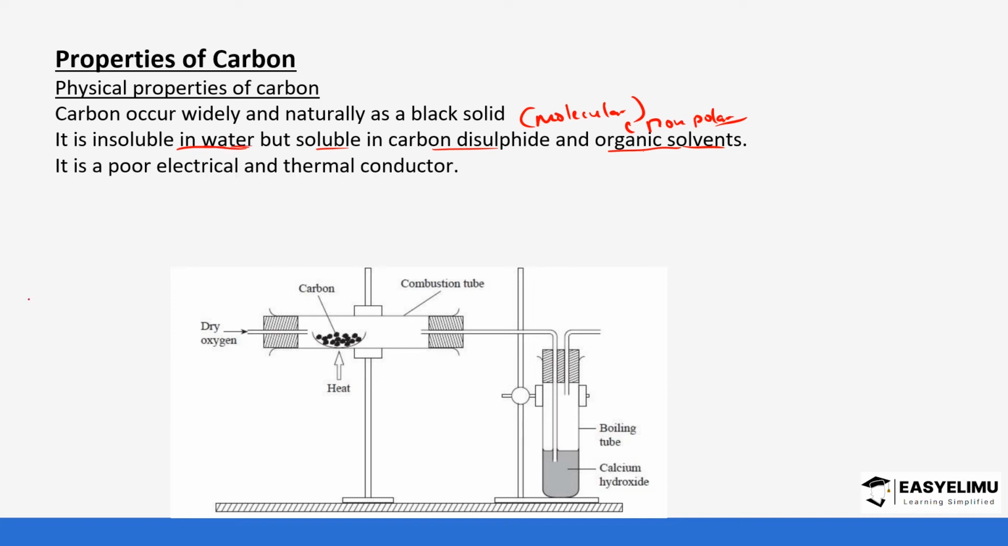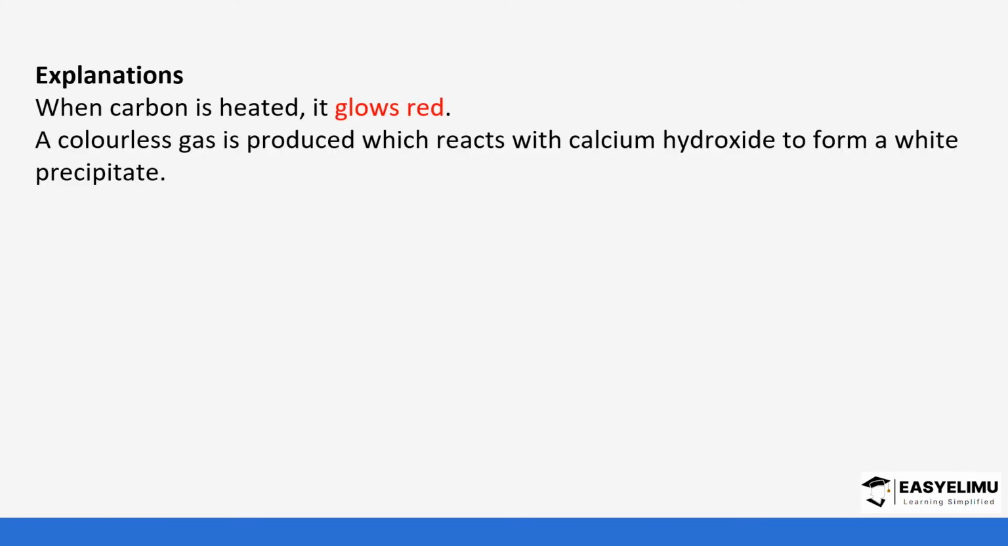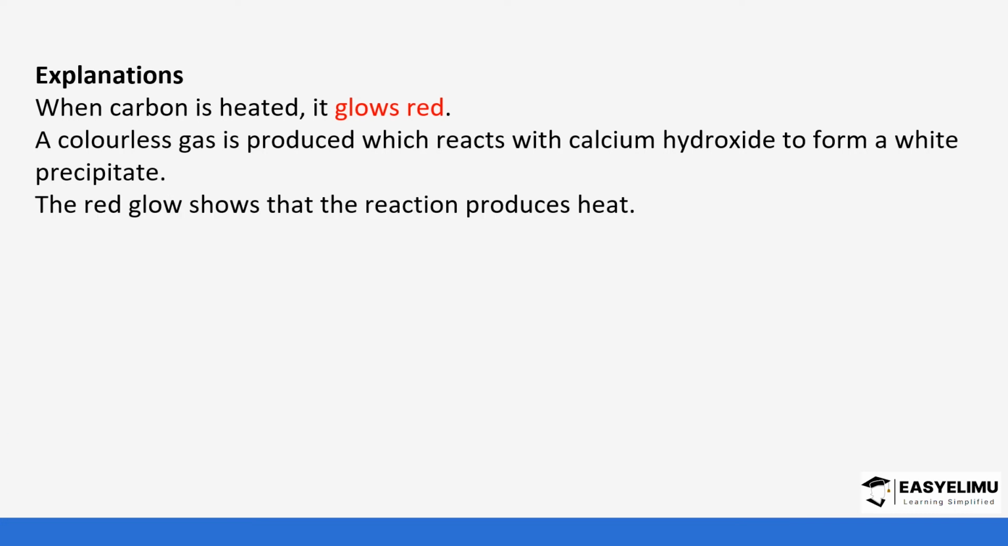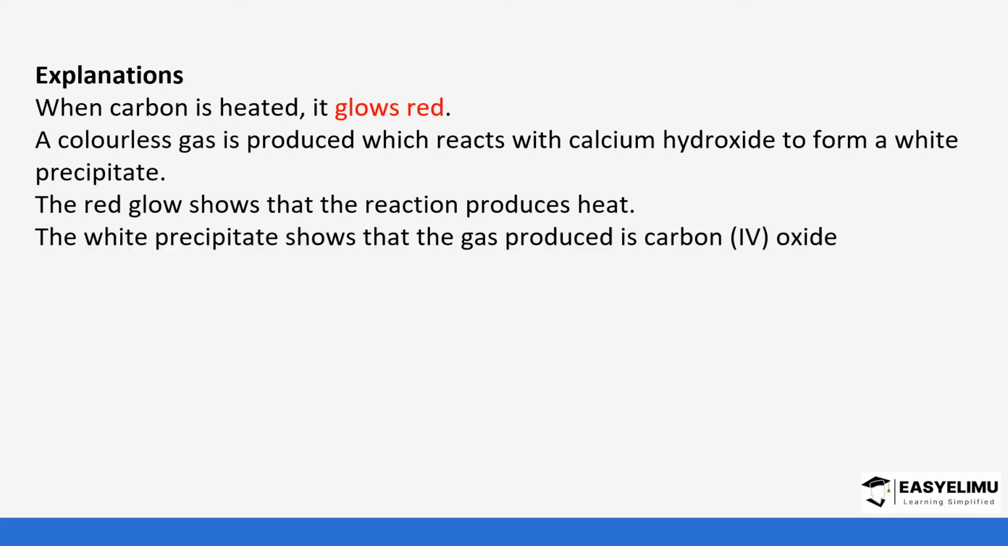That is the reason why it can dissolve in non-polar substances like organic solvents and cannot dissolve in polar substances like water. Looking at some of the chemical properties of carbon, it usually burns in oxygen, as you can see in the diagram. It burns in oxygen to produce a colorless gas that reacts with calcium hydroxide to give a white precipitate, like you can see in the setup. When carbon is heated, it glows red and a colorless gas is produced which reacts with calcium hydroxide to form a white precipitate. This gas is confirmed to be carbon dioxide, as we will discuss later. The red glow shows that the reaction produces a lot of heat, and the white precipitate shows that carbon dioxide is being produced.